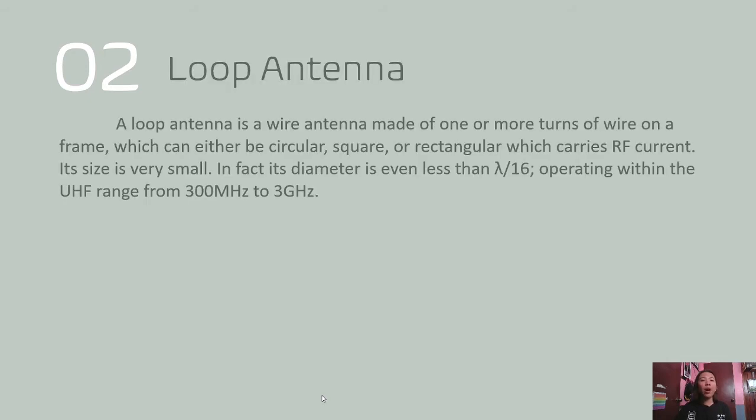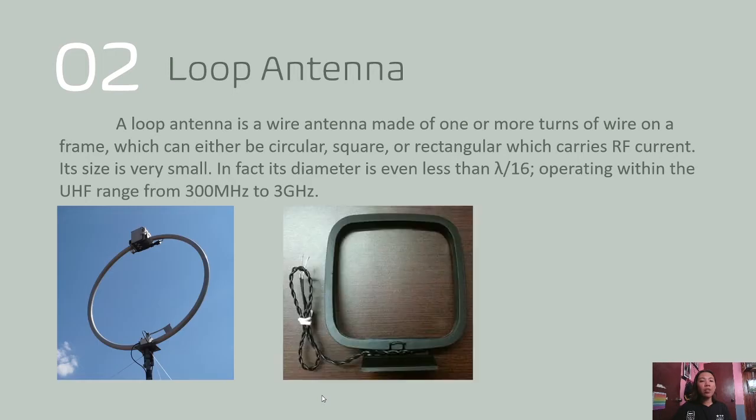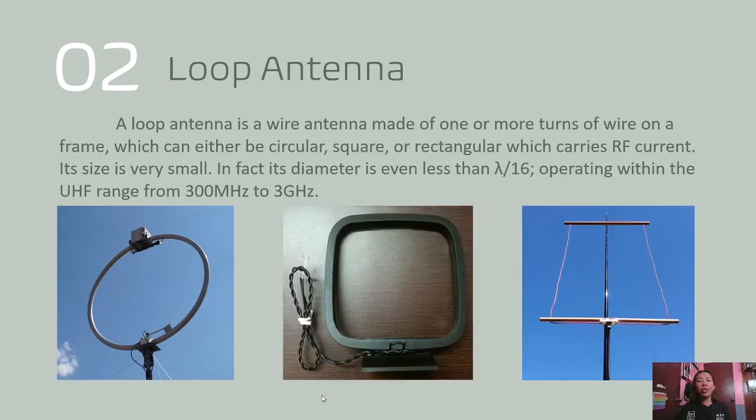Now let's proceed to the second type of antenna, which is the loop antenna. It is a wire antenna made of one or more turns of wire on a frame, which can be circular, square, or rectangular, and carries radio frequency current. Its size is very small. In fact, its diameter is even less than 1/6 of a wavelength, operating within the ultra-high frequency range from 300 MHz to 3 GHz.